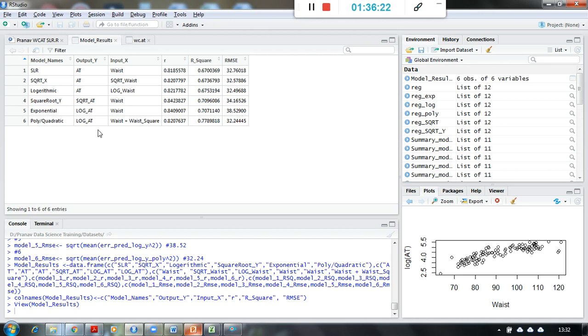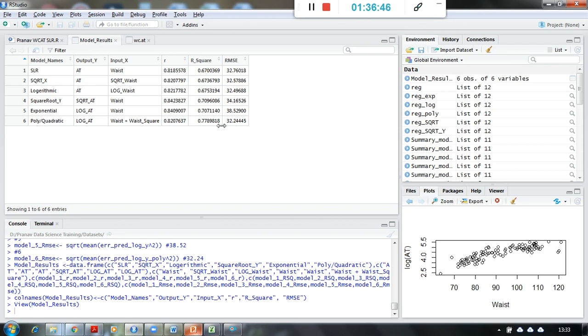And if you see the sixth model over here, where we have transformed both the variables y and x, taken a log on AHT, we have used waist plus waist square, so this was the small r value 0.82, which is fair enough. This is the R square value 0.77, which is fantastic, and this is the RMSE, which is the least among all the models.